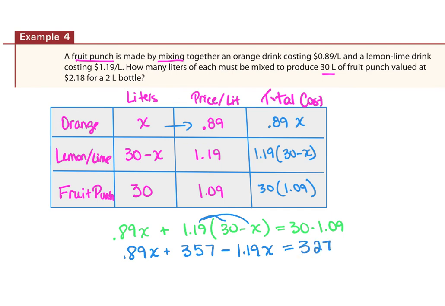Do I have enough zeros? One more zero? No, I'm right. Right here. Yes? Because they don't have a decimal. Okay. That's just 327, yes.